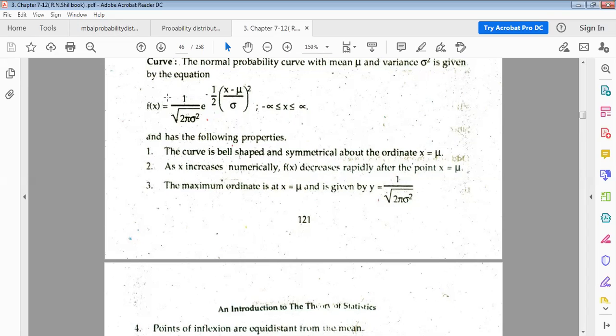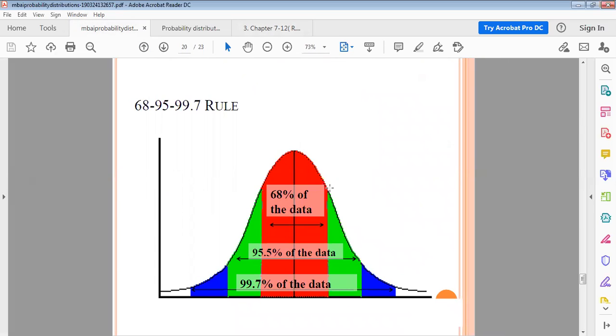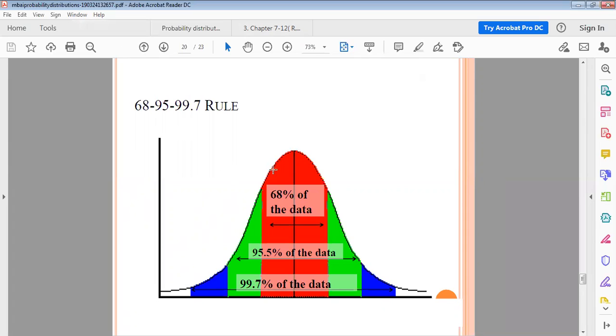Ordinate means the value of y equal to f of x. The functional value will be maximum when x equals mu, e to the power 0, so it is 1 by root over twice pi sigma square. Now again, the points of inflection are equidistant from the mean. If you take any point from here, on the left and right, it will be equidistant from the mean. Now the curve extends to infinity on either side of the mean, minus infinity on one side and plus infinity on the other.